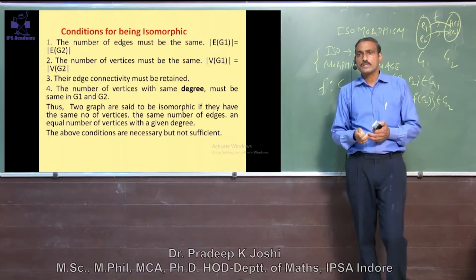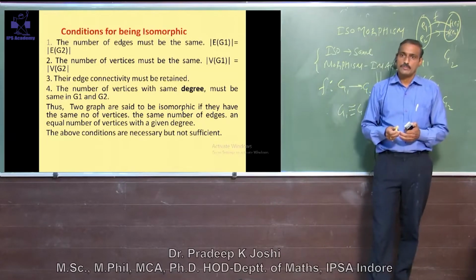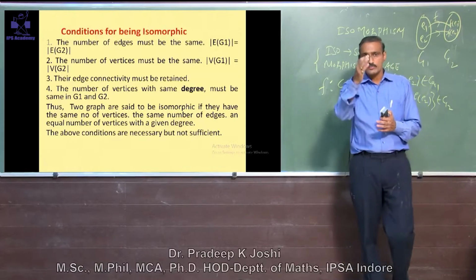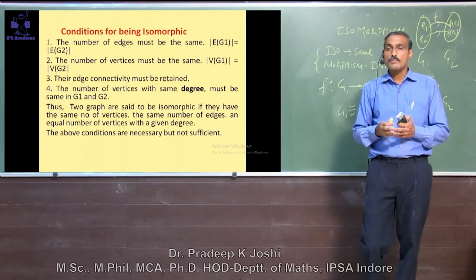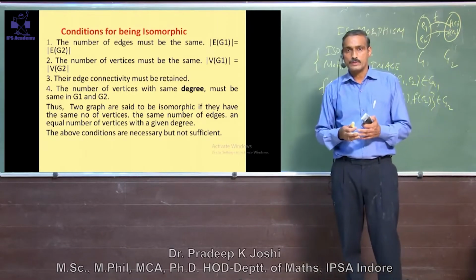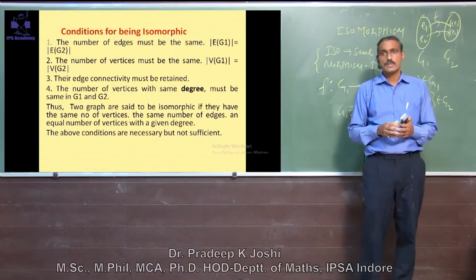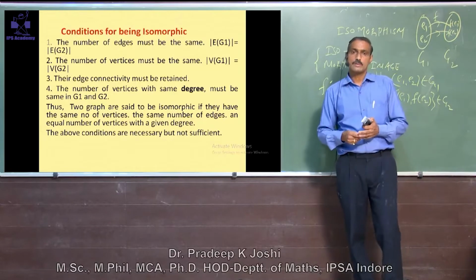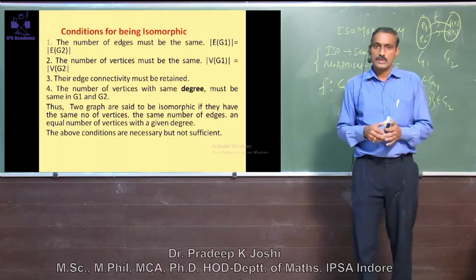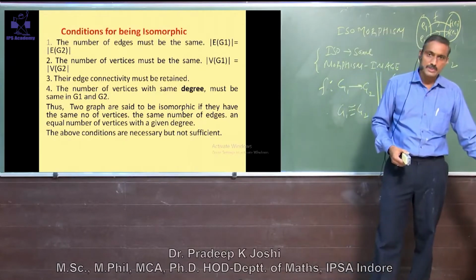The above conditions are necessary but not sufficient for a graph. It is not necessary that if these four conditions are satisfied, then the graph must be isomorphic. This condition is necessary but not sufficient. We will explain this with an example.